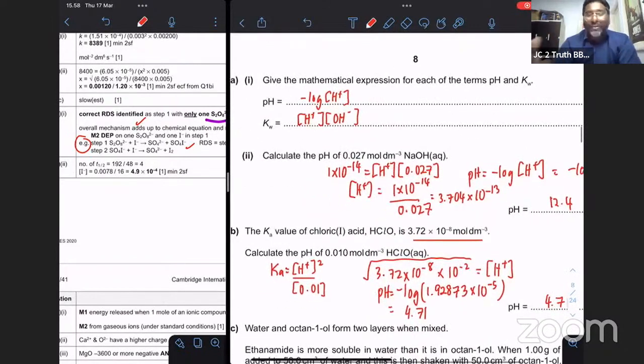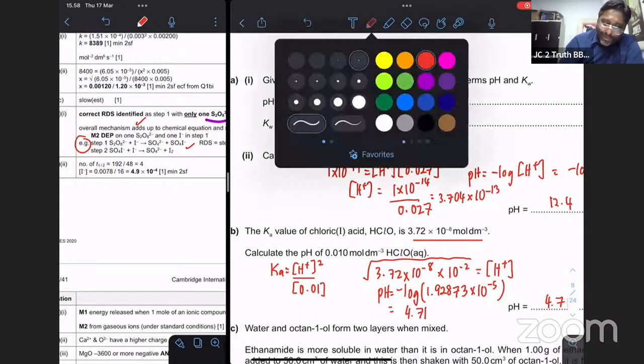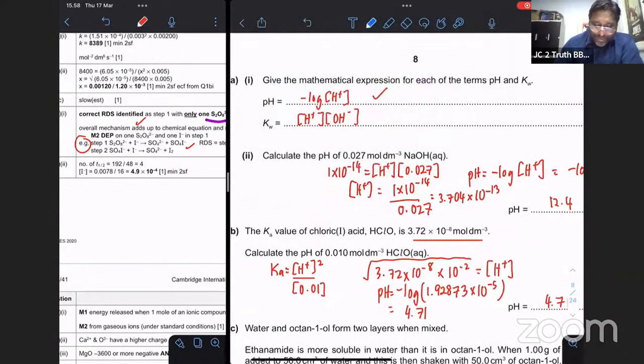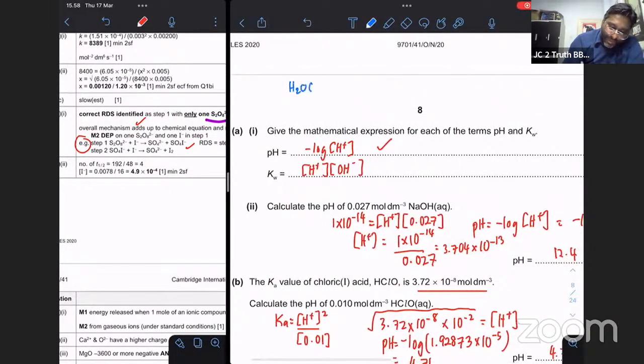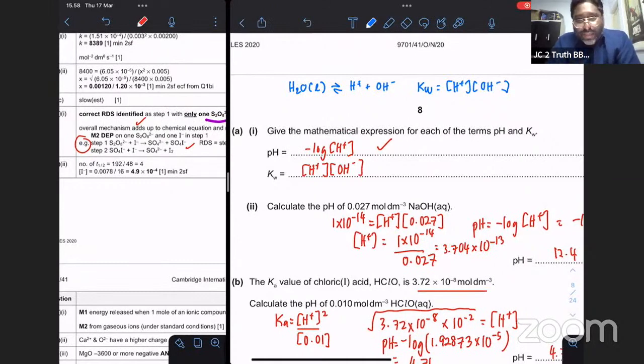For this one, if you want to give the mathematical expression, it is quite simple. pH is going to be negative log [H+], and then Kw. For Kw, don't include the water, because water is a liquid and gives H+ and OH− 1 mole and 1 mole. So when we write Kw, it is [H+] times [OH−], and we do not divide by H2O because H2O is a liquid. So Kw is the concentration of H+ times the concentration of OH−.